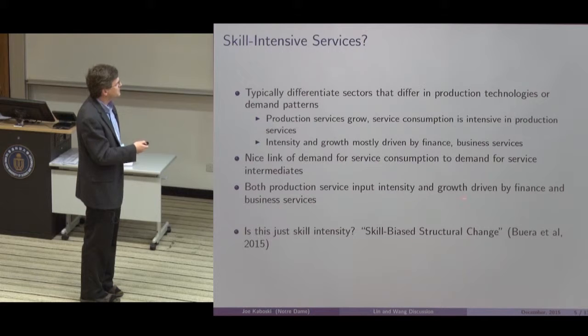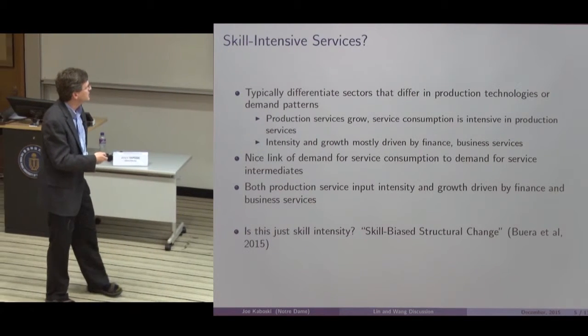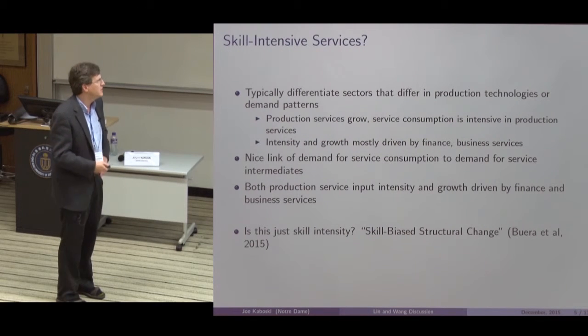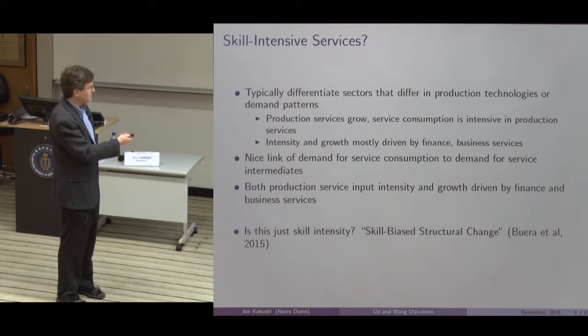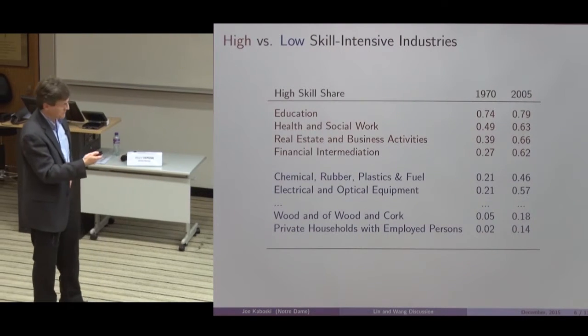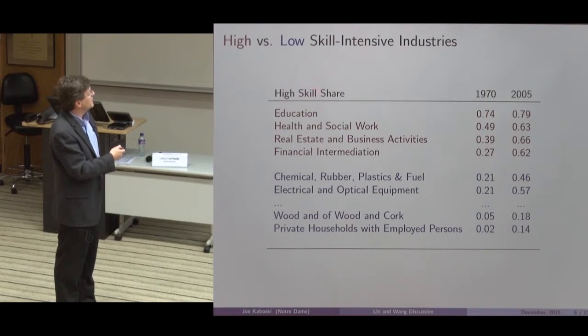I said that this is basically driven by finance and business services. So then I had this question, is this just skill intensity? And I'm going to advertise my paper for a couple seconds here with Paco and Richard. Is it just skill biased structural change? This is data for the OECD countries, basically. This is the share of labor payments going to high-skilled workers for different sectors. And this is what we call the skill-intensive sector. Now, it rises over time, but it's always much more than these other sectors. These are sort of skill-intensive manufacturing sectors. And then the rest of the services and manufacturing are sort of low skill.